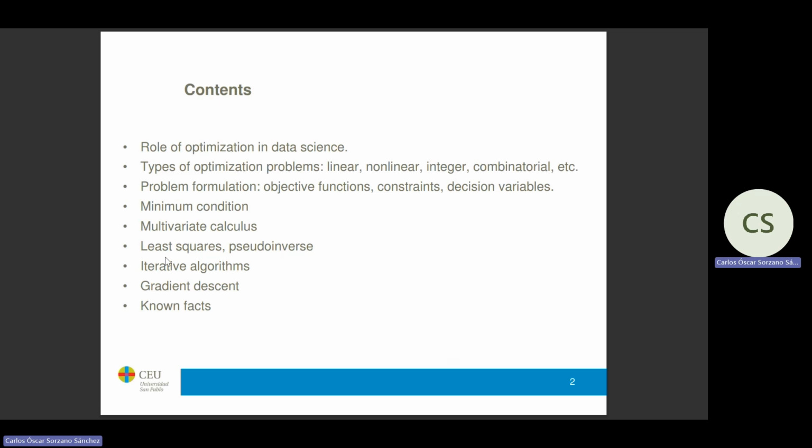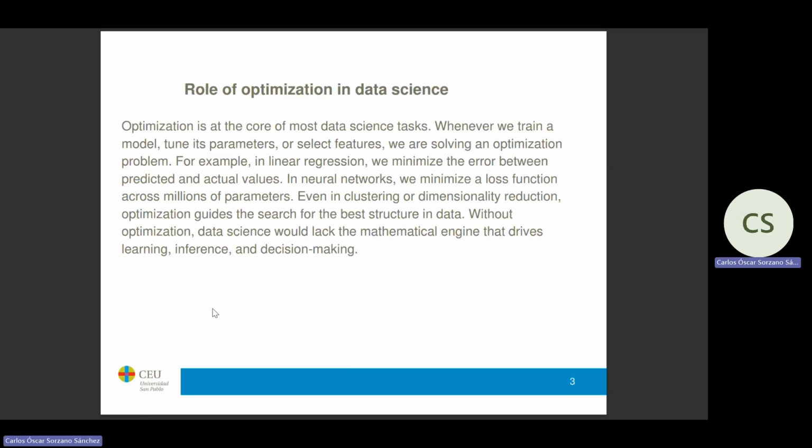And one of the most well-known techniques for these iterative algorithms is gradient descent, and then we will see some mathematical facts about optimization. Okay, so why optimization? We have already introduced a few of the problems that you can see.